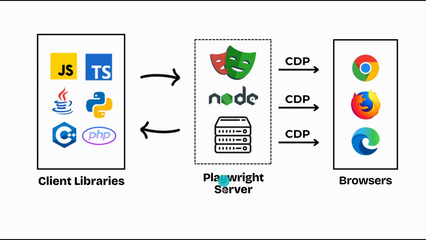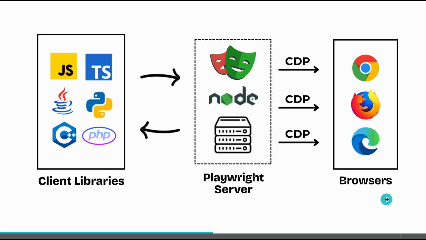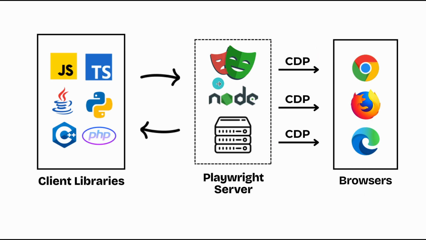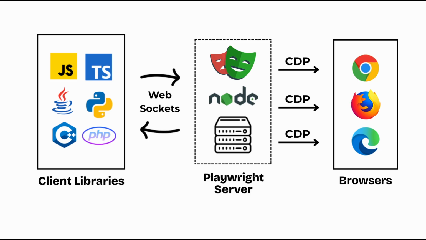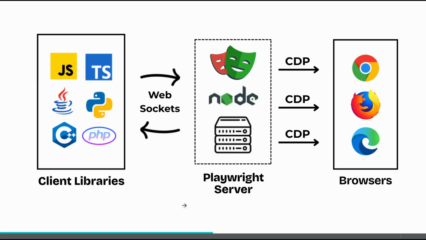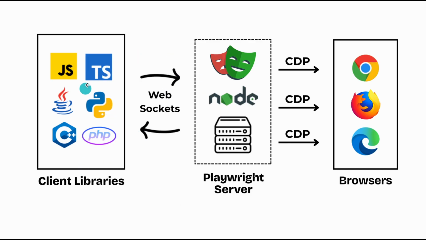Now, the communication between your Playwright server and browser is done through CDP, and the communication between your client library and Playwright server is done using WebSockets. So this is how your Playwright architecture works. Whatever request we pass from the client library is passed to your Playwright server with the help of WebSockets.